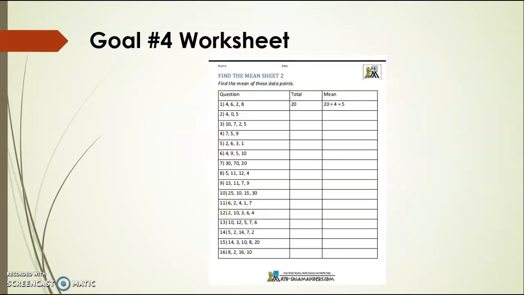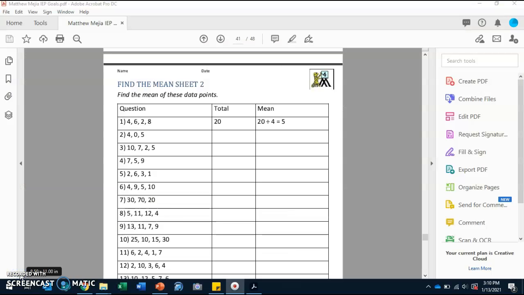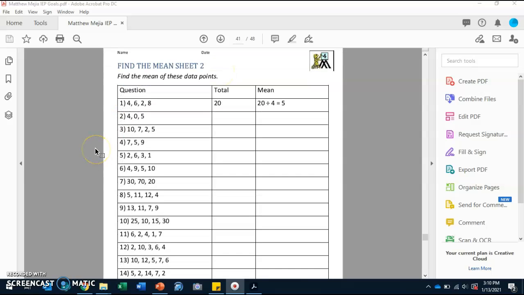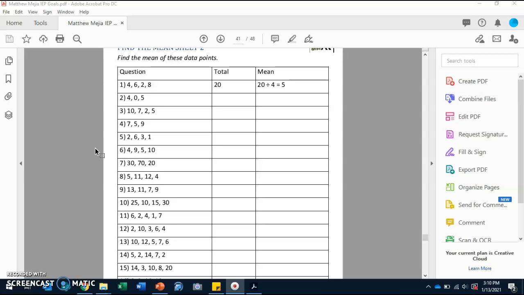So for today, we are going to be working on the worksheet Find the Mean sheet number 2. So take out this worksheet. This is the one we will be doing today. So this is our worksheet for today. Don't forget to write your name on the top left corner. And today's date is January 15, 2021. And in this worksheet, we are going to find the means of these data points.